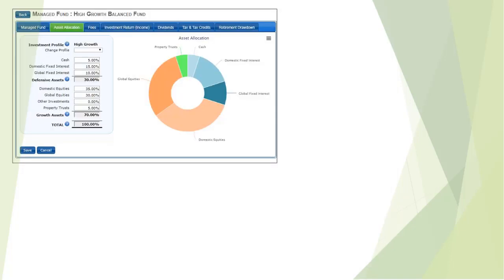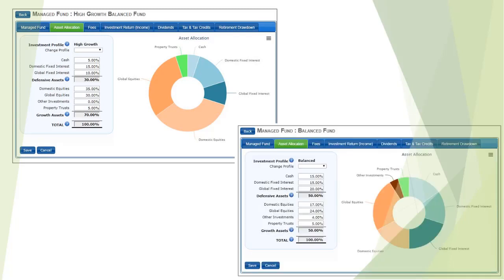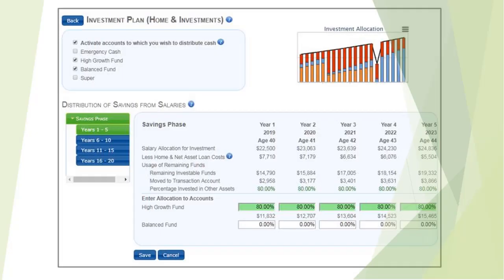It was recommended that 2 managed funds be created, a high growth fund and a balanced fund. A percentage of salary allocation after loan cost is to be allocated to the funds. High growth fund 80% for years 1 to 10, and then the balanced fund 70% for years 11 to 14. The reason for switching to a balanced fund in the last half of the savings plan was to increase the percentage of defensive assets. No allocation was made in year 15 because the client is taking a gap year.